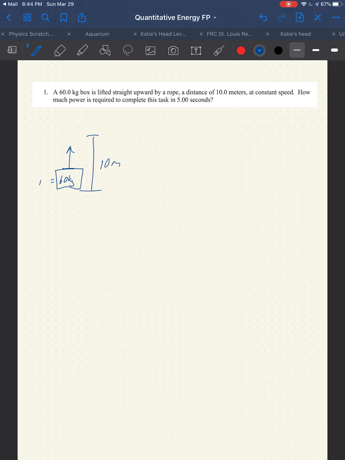Right, so this is my mass. This is my distance, or I'll call it my height. And it takes 10 seconds. Okay, so let's think about this as an energy problem. If you have the earth and this box as your system, and let's say not the rope. Okay, so the earth and the box, but not the rope.